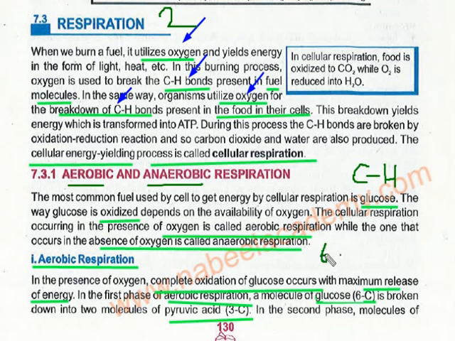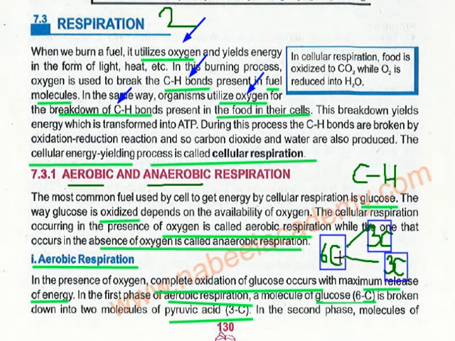6 carbons, understand? And then what happens is that they will be divided into 3 carbon compounds. This is 3 carbon, and again this one is also 3 carbon. This 6 carbon compound is known as glucose. This is a pyruvic acid and this also is a pyruvic acid.